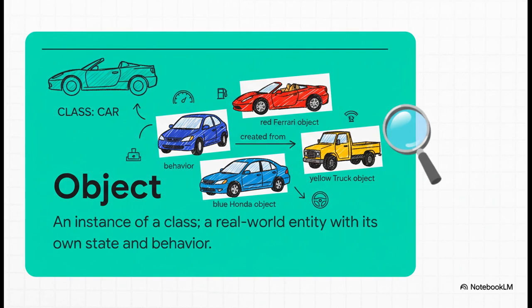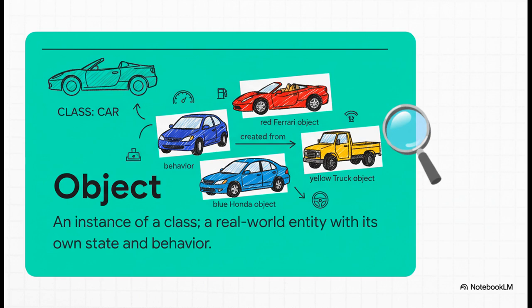So if the class is the blueprint, then the object is the real thing you build from that blueprint. It's an actual instance of the class. So using our one car blueprint, we can create tons of different car objects. A red Ferrari object, a blue Honda object.